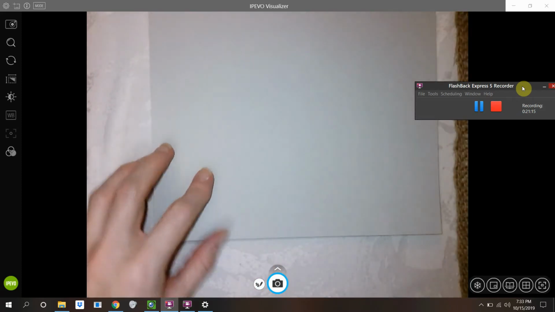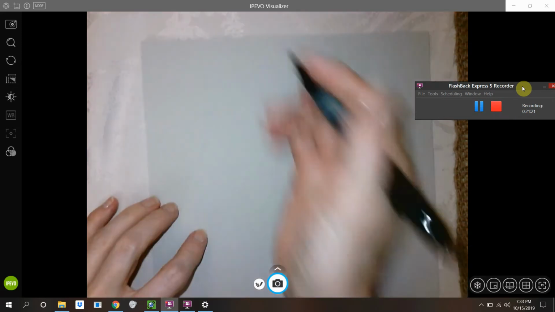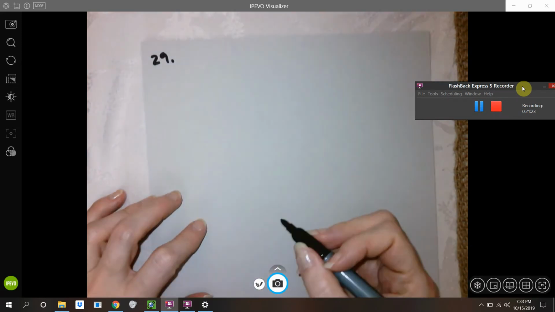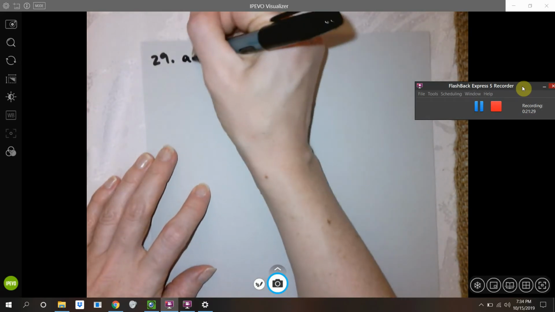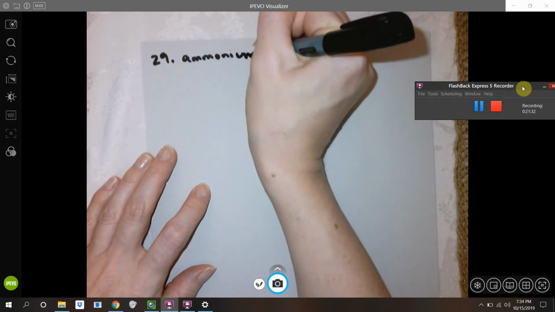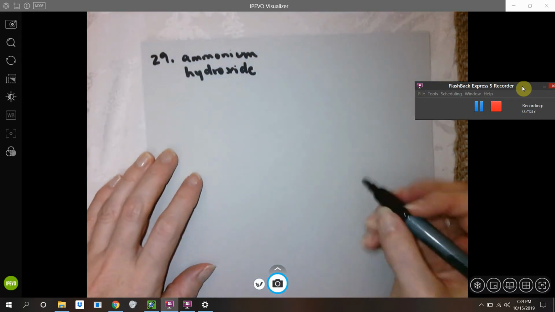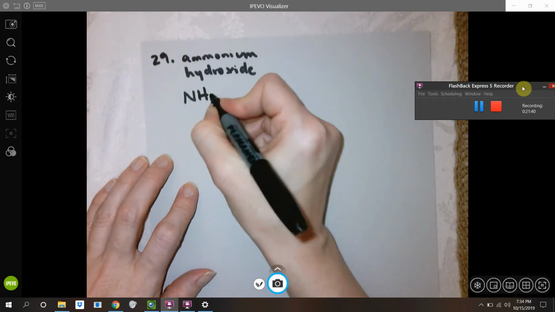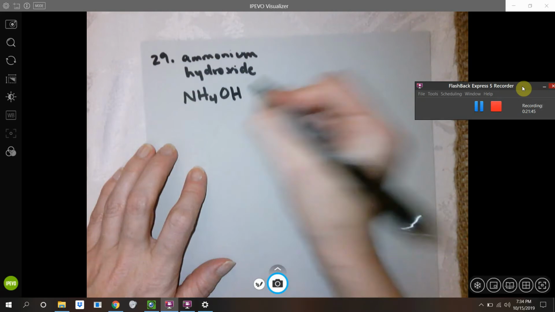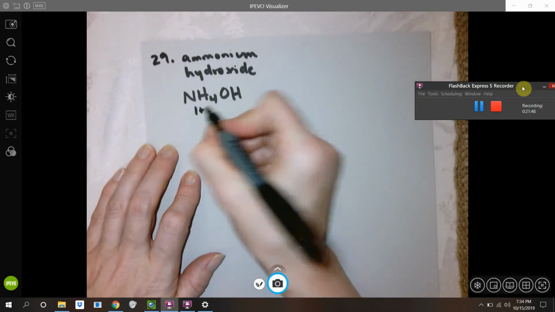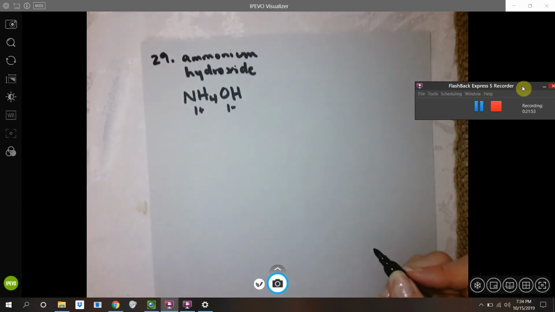Onwards and upwards. 29. It says write the formulas for the following compounds: ammonium hydroxide. Okay, let's start with that one. Ammonium is NH4. It's on our list of polyatomic ions. Hydroxide is OH, also on our list. NH4 is 1 plus, OH is 1 minus, so that is our formula, NH4OH.